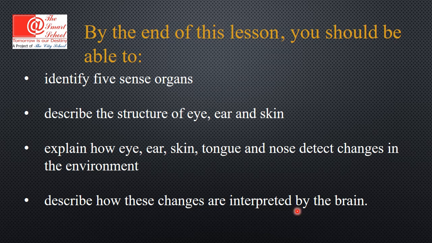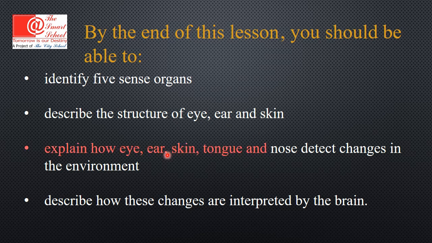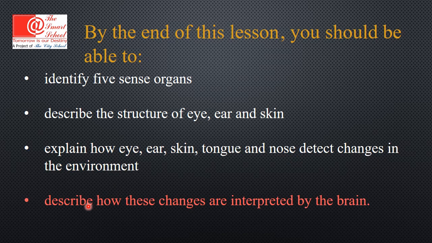By the end of this lesson, you should be able to identify the 5 sense organs, describe the structure of eye, ear and skin, explain how eye, ear, skin, tongue and nose detect changes in the environment, describe how these changes are interpreted by the brain.